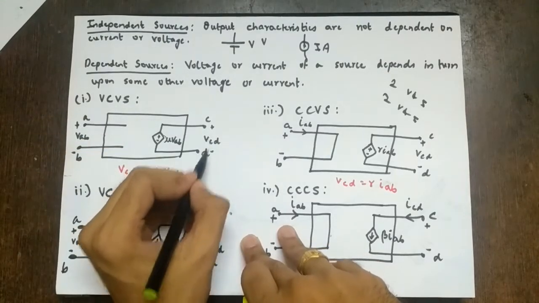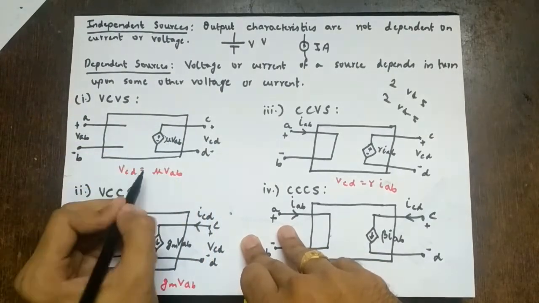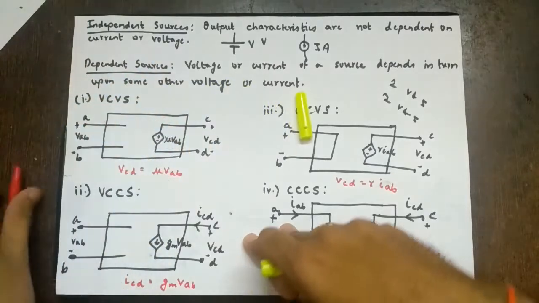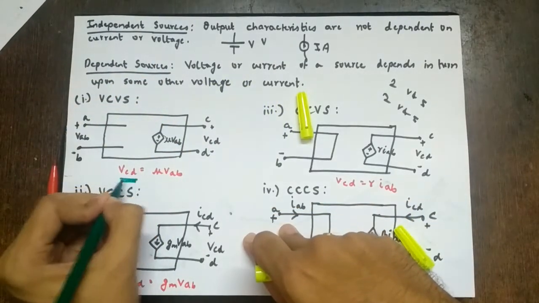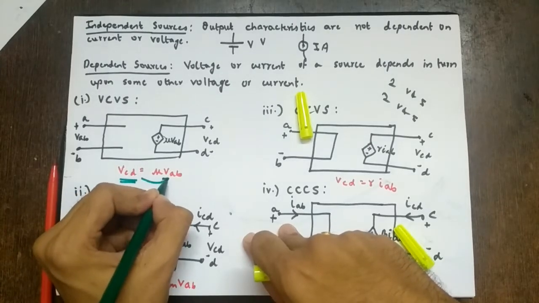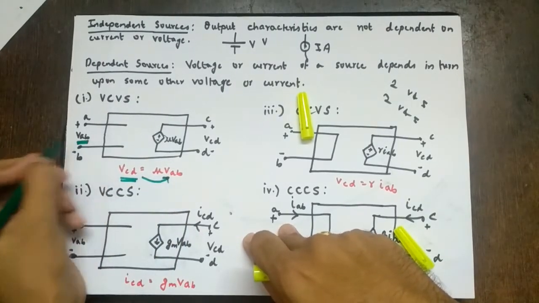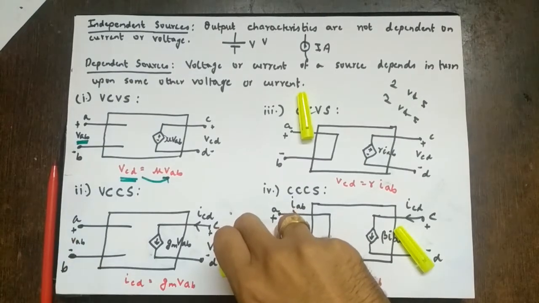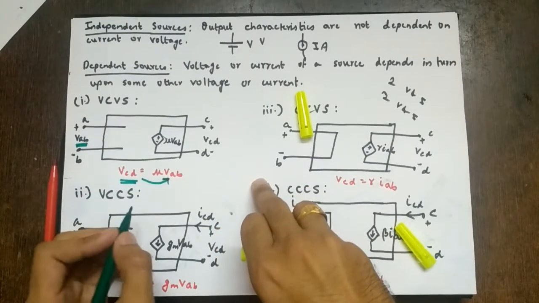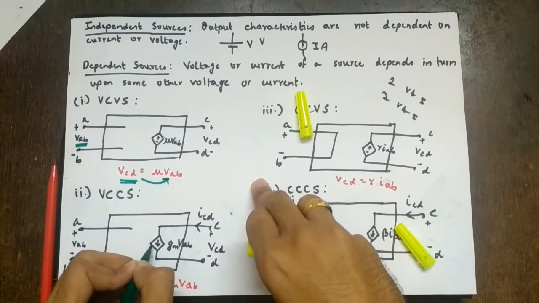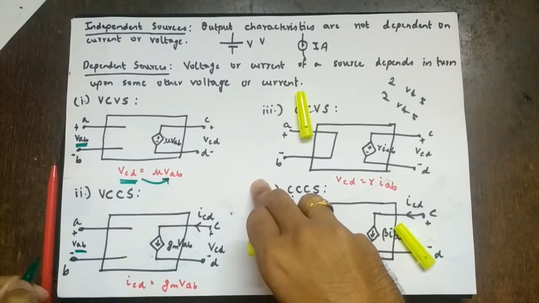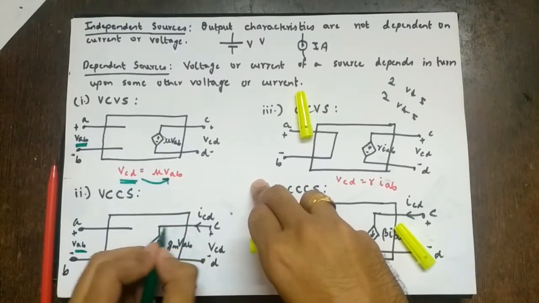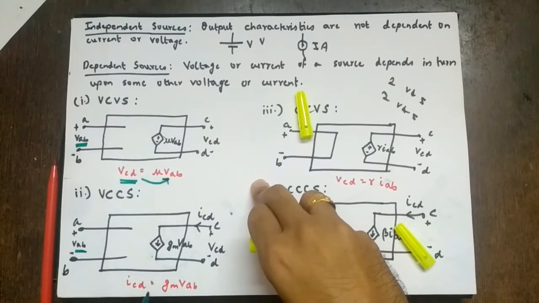So if you write the equation, VCD is equal to mu VAB. So you observe here, voltage of the source is being controlled by some other voltage VAB. That some other voltage is this. Similarly, we have voltage controlled current source. So in this we have a current source. But what is happening? The value of the current source is being controlled by a voltage VAB. So we have ICD, the current of the current source being controlled again by some voltage VAB.